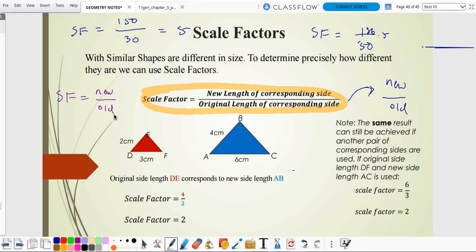The same result can still be achieved with another pair. We don't need to go into that too far, but that's fine. Do we understand that? So that's how we calculate your scale factor: the new divided by the old, or new divided by original.